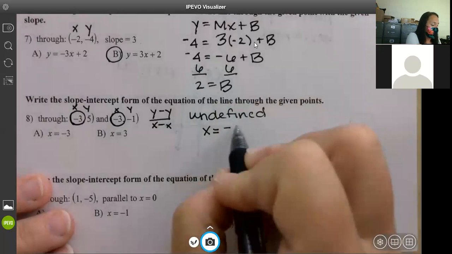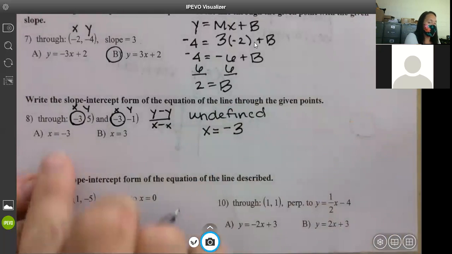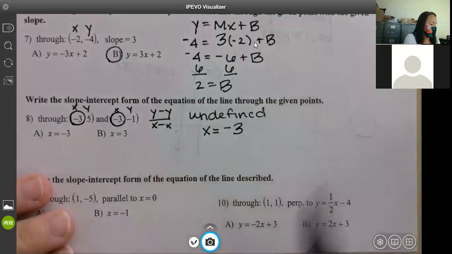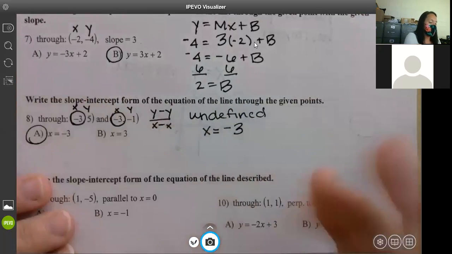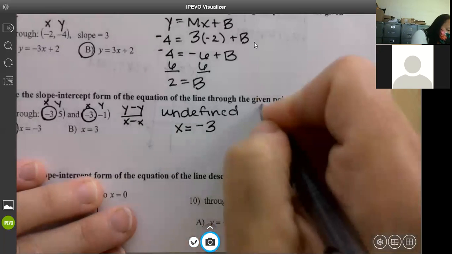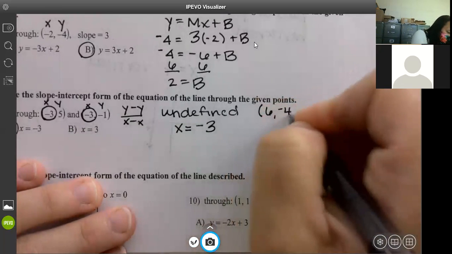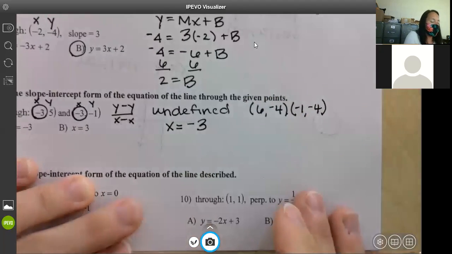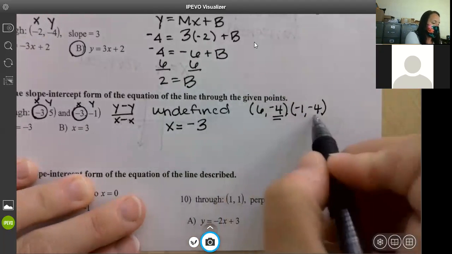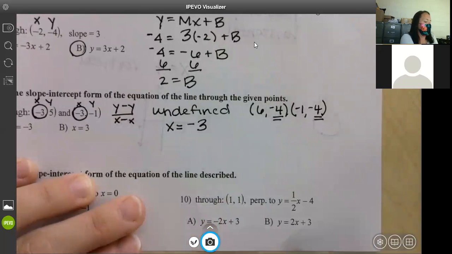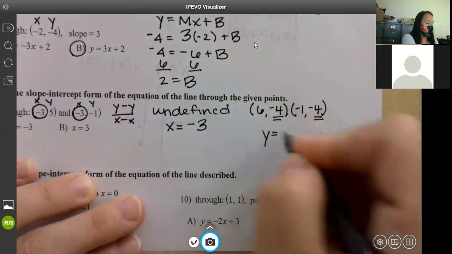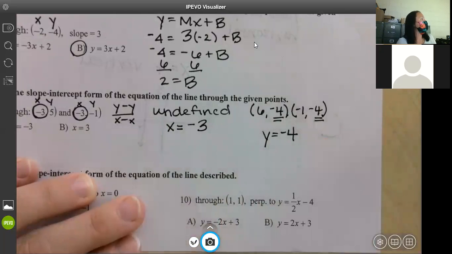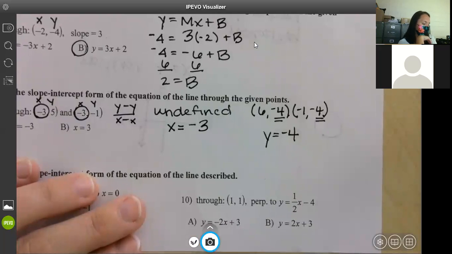Negative what? -3. Look at your answers. Which one is your answer? A. If you see something like this, 6, -4, and -1, -4, the same thing is going to happen. You see how your 4s are the same? They're in the y coordinate area, and they'll be -4. So that one would make your horizontal line, okay? Just to give you another idea of what you might see.